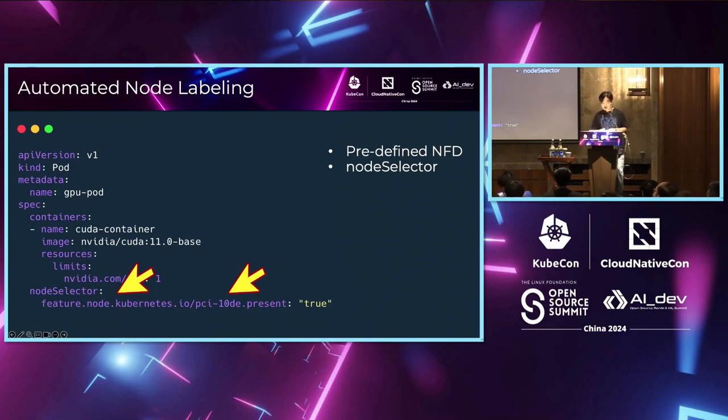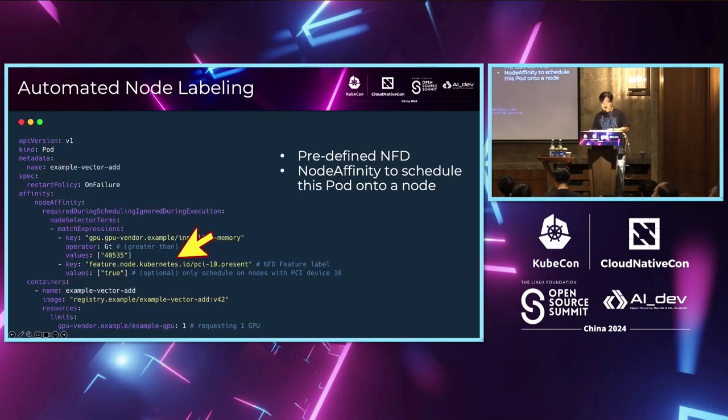feature.node.kubernetes. For example, this part asks that I should be in a node which has the PCI 10DE interface. This is detected by NFD, not by a developer or the Kubernetes administrator, but automatically detected by the NFD feature. Another example, fully defined, shows that NFD enables us to use node affinity to schedule this pod onto a node.